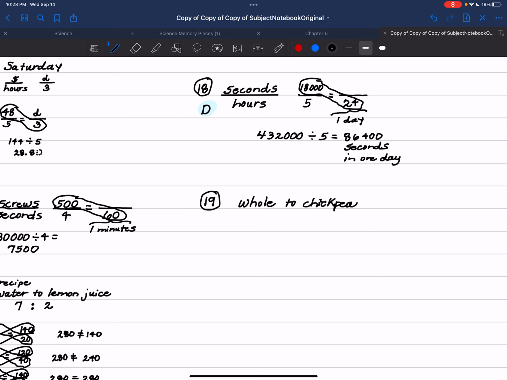I don't know what chickpea flour is, but that whole recipe sounds kind of nasty. I don't think I would like that.